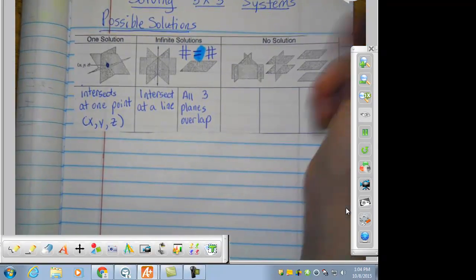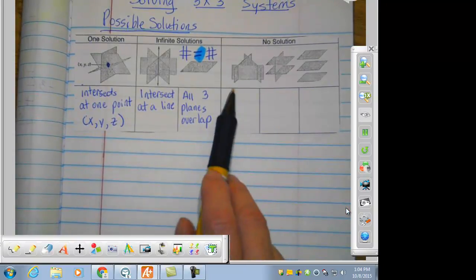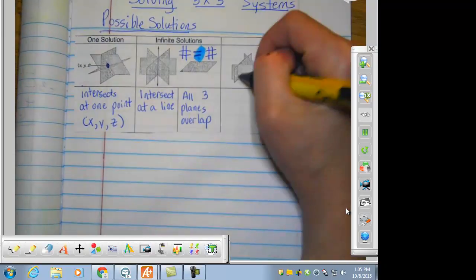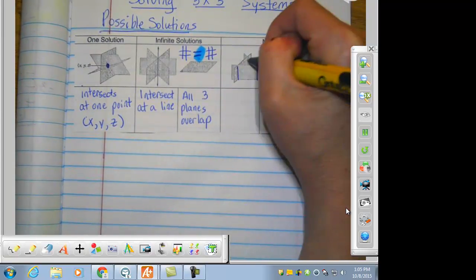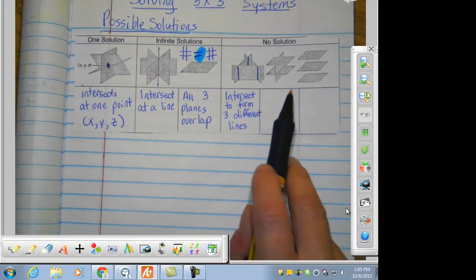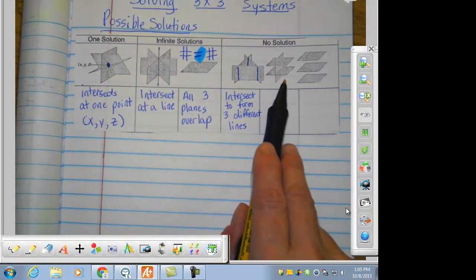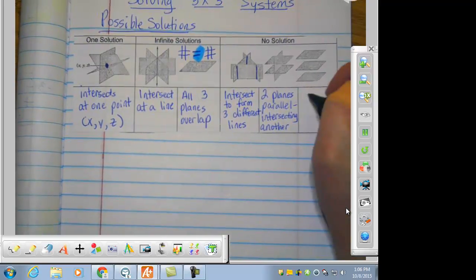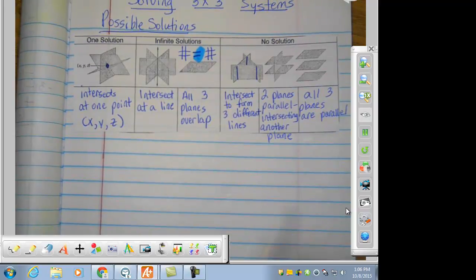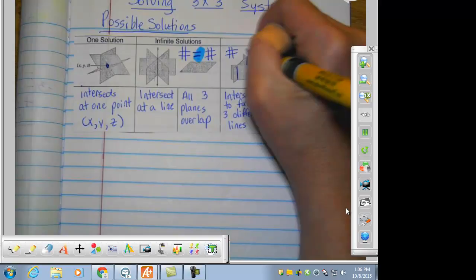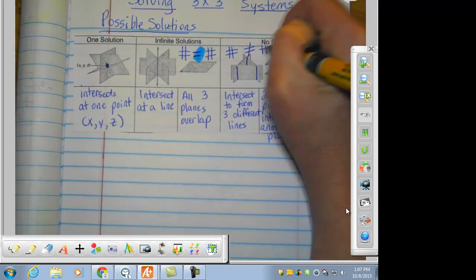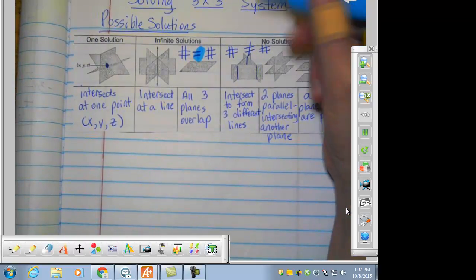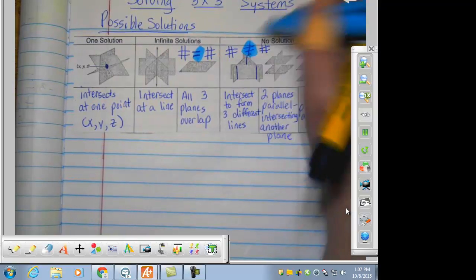Then we have no solution, and that's where you could see that they intersect to form three different lines. So you can see this line, this one, and this one right there. The second type that we have would be where we have two planes that are parallel, but they're intersecting another plane. The third type that we have is where all three planes are parallel. Okay, this one would be where we would have a number and it's not going to be equal to another number, like where we had in our homework where we would have like 4 equals 0. Obviously those are not equal to each other.